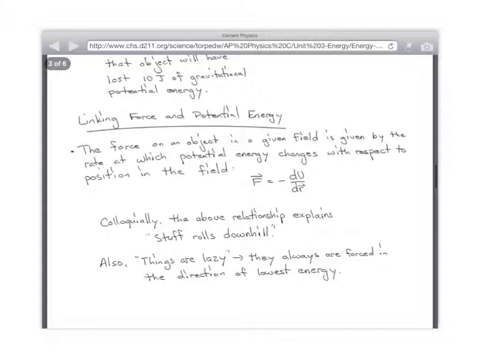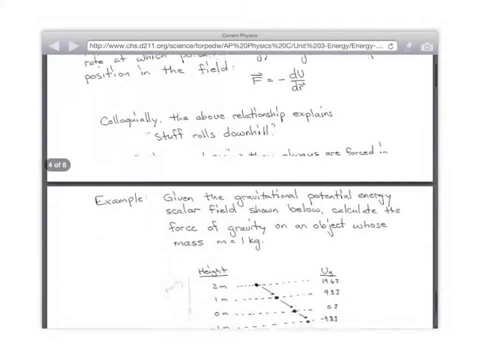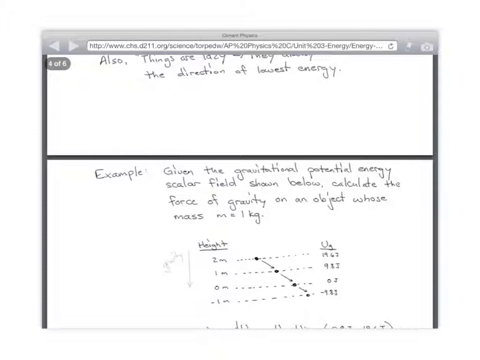Let's see if I've got a better picture of what I mean by all this. Okay, so given the gravitational potential energy scalar field shown below, calculate the force of gravity on an object whose mass is 1 kilogram. So here's the height scale, here's the potential energy scale. What is the slope of dU over dr? What's U again? Energy. What's r again? Height.